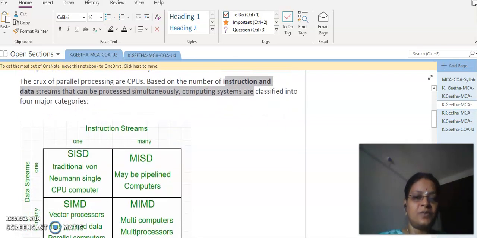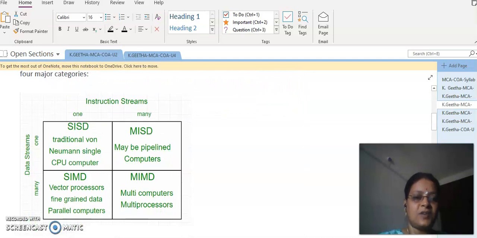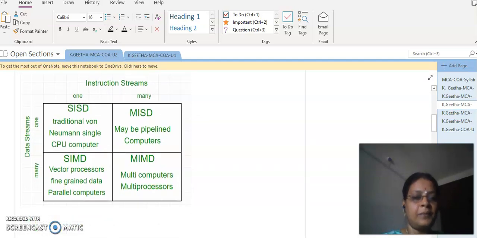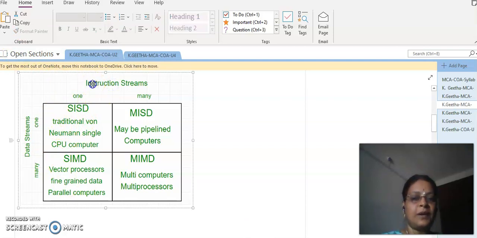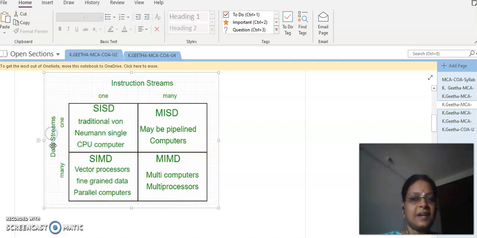So he has introduced different classifications of parallel computing models, otherwise called Flynn's classification. If you observe this diagram, we are going to classify based on two important terminologies. One is called the instruction stream, and the other is called the data stream. So what is this instruction stream?